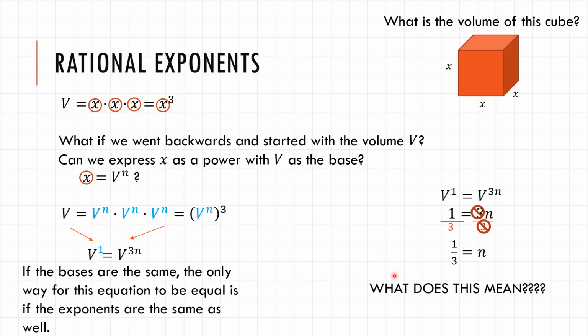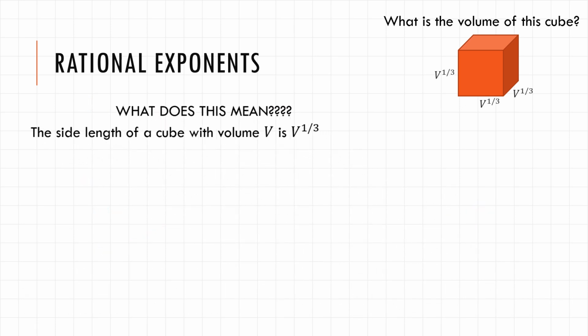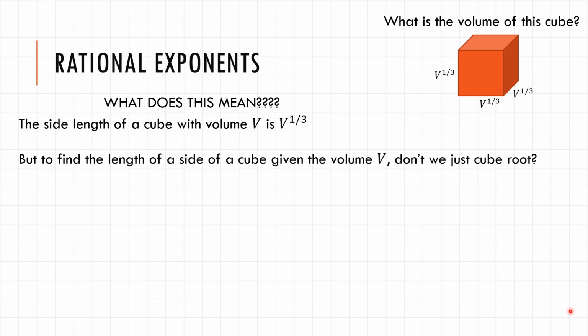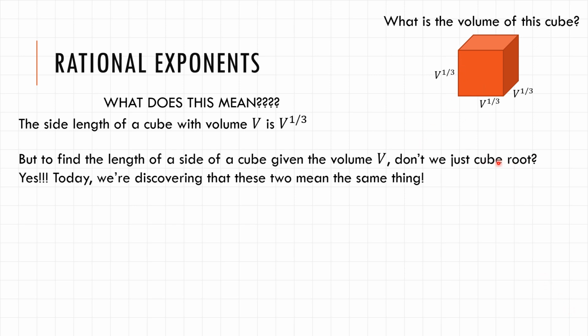But again, I moved pretty quickly through this. What does all of this mean? Well, it means that if I have a cube with volume v, then each side length would have a length of v to the power of 1/3. And again, you must be thinking to yourself, well, hold on. If I wanted to find the side length, I could just take the cube root of v. And in fact, that means the same thing as well. V to the power of 1/3 means the exact same thing as the cube root of v.